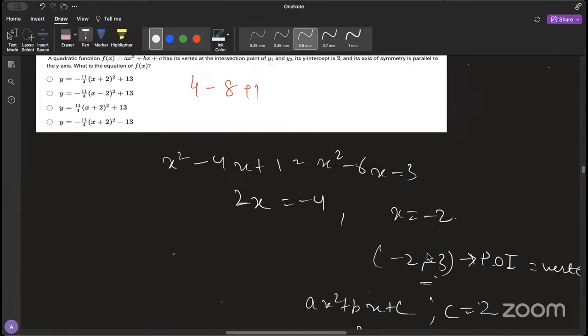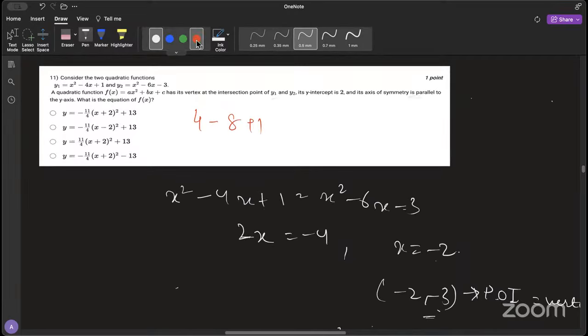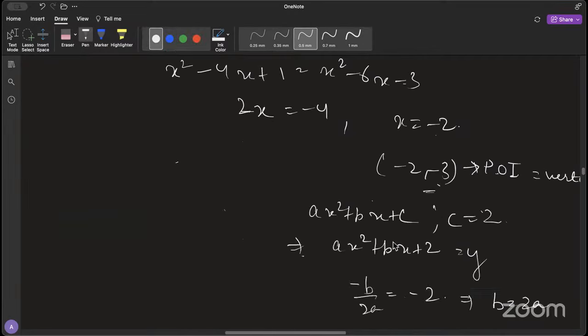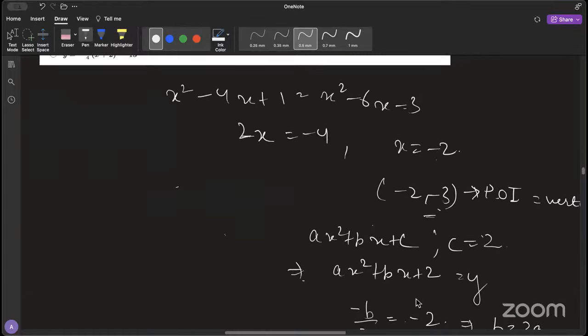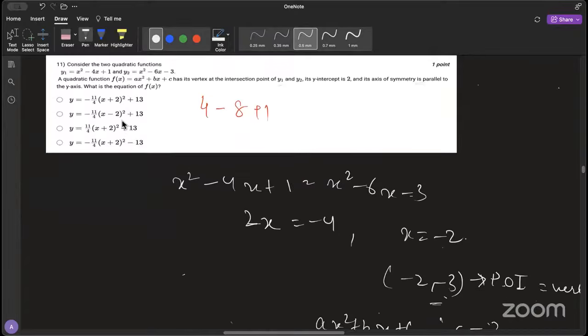What is the vertex that we've got? Why are we even doing this? You have been given options, right? We can test these options. We don't have to solve this entire thing. Let's check whose vertex is (-2, -3).